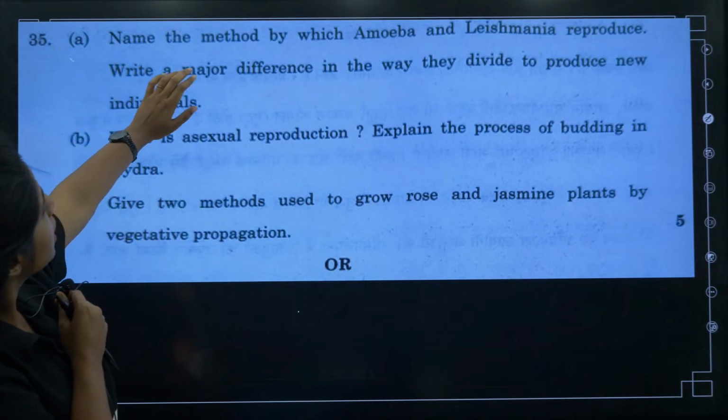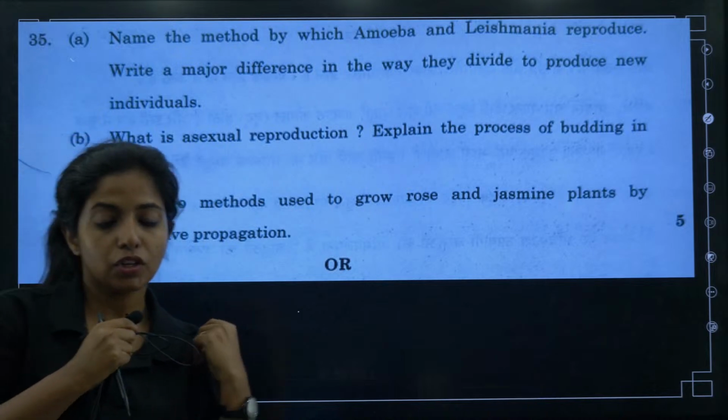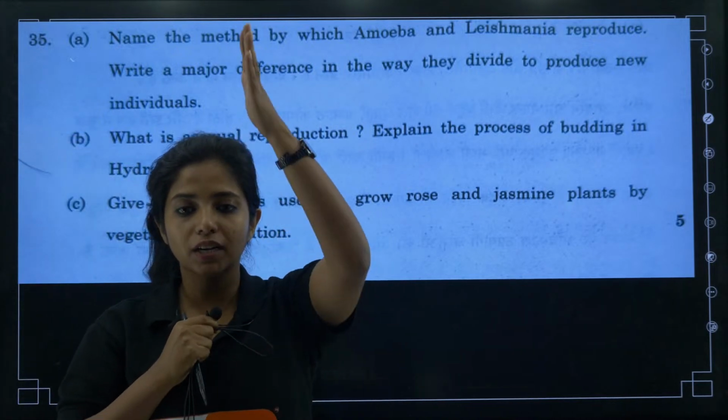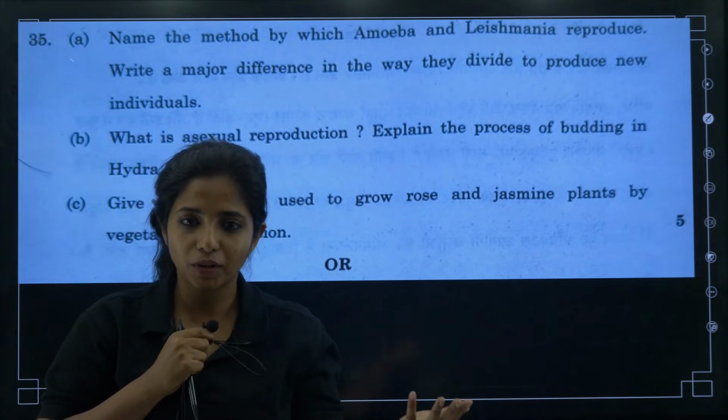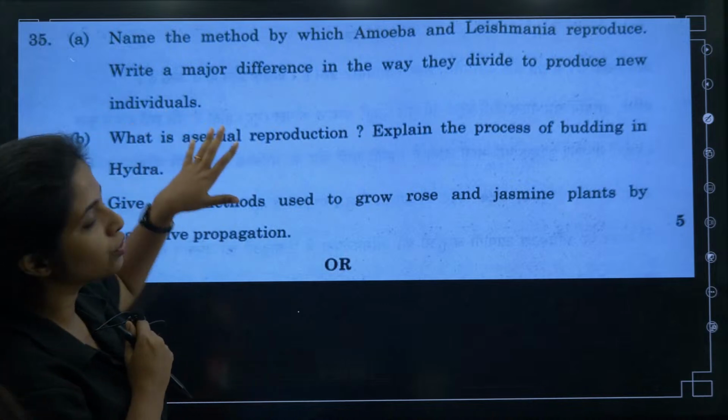So 35th question, name the method by which amoeba and leishmania reproduce. My dear children, they reproduce with the help of an asexual method, that is binary fission. They are going to cut their body into two, and that's how they reproduce. I know it's crazy, but yeah. Now write a difference in the way they divide to produce new individuals.